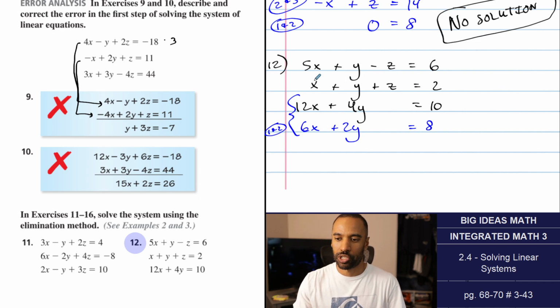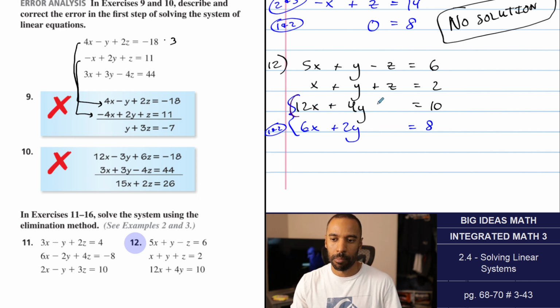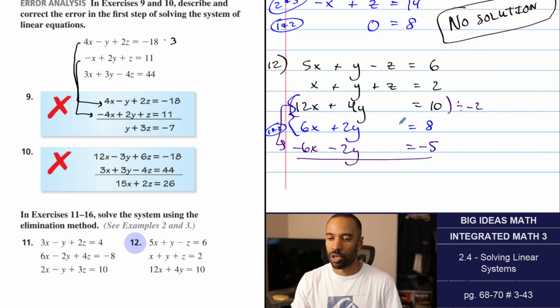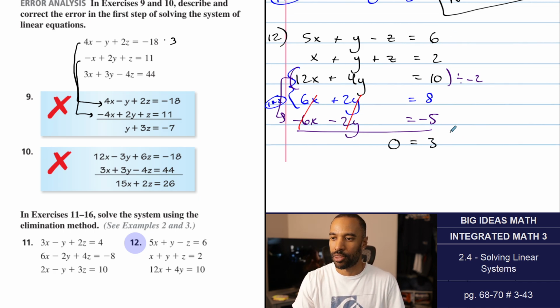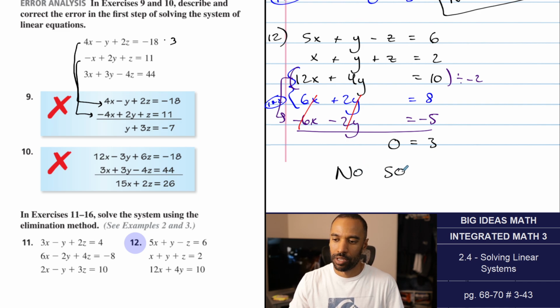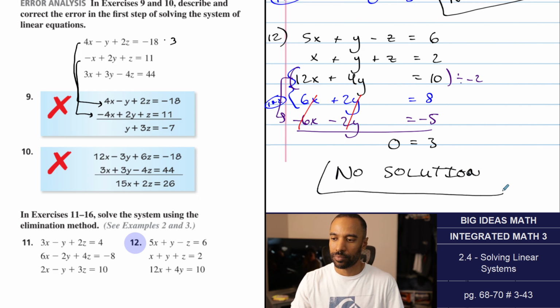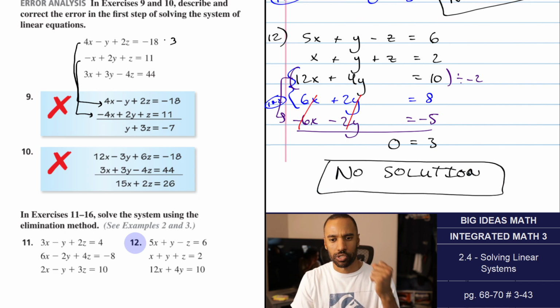You know, I'm big on shouting out division when I can. Sure, I could multiply the bottom equation by -2, but I could divide the top equation by -2 as well. And if I do that, I'm going to have -6x minus 2y equals -5. And what you'll notice here is x's cancel, y's cancel, you get 0, and 8 minus 5 is 3. So I get 0 equals 3, another classic no solution case. Variables cancel, left side doesn't equal right side. I get the no solution.